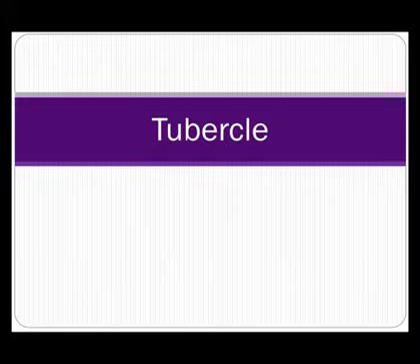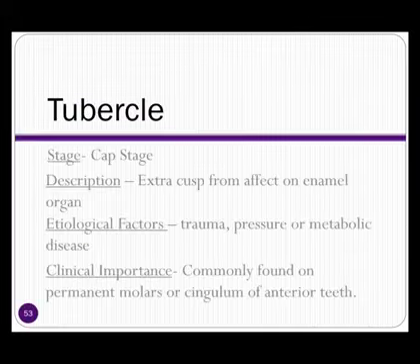A lot of students have a hard time pronouncing this word, but the correct pronunciation is tubercle. So you put an emphasis on the U, not the E. So it's tubercle, tubercle. And tubercle is a general term meaning protuberance or projection. But in dentistry, when we discuss tubercle, we're meaning a specific condition.